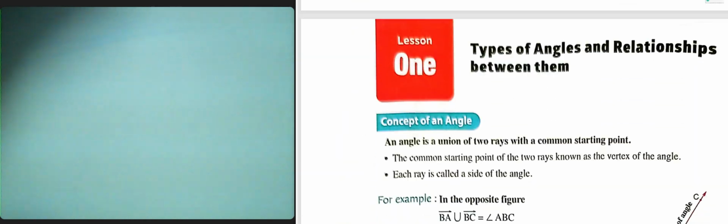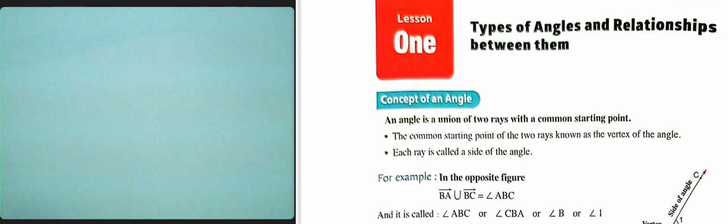Today we'll solve all the questions from the Al-Moasser book. Lesson number 1, types of angles and relations between them. Unit number 4, geometry. Okay? Look with me at lesson number 1, types of angles and relations between them.